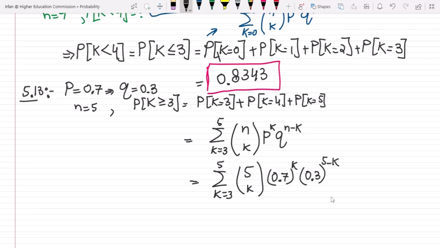Now solving it and finding all the values, solving them individually for all the values of k and then adding them together, it is very easy to see that the answer is 0.8369. And that is basically the solution of question 5.13.